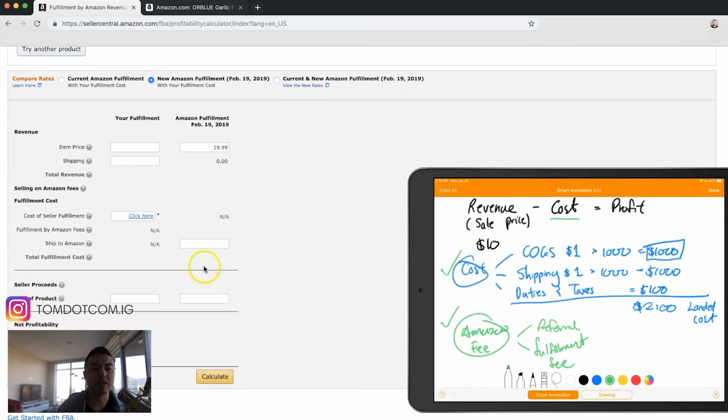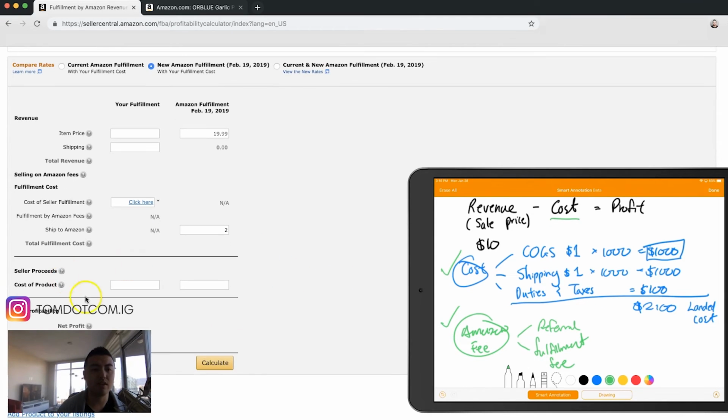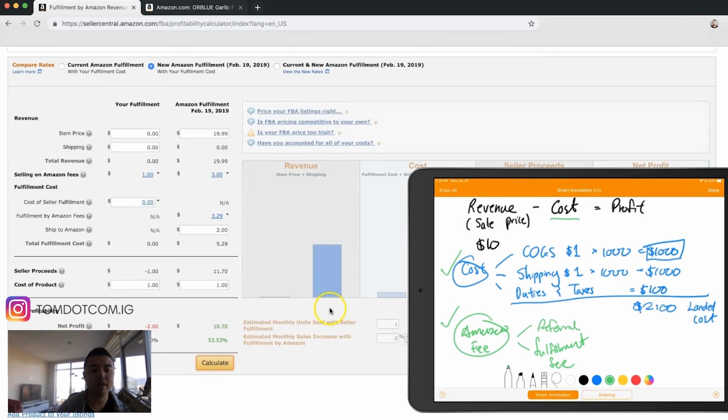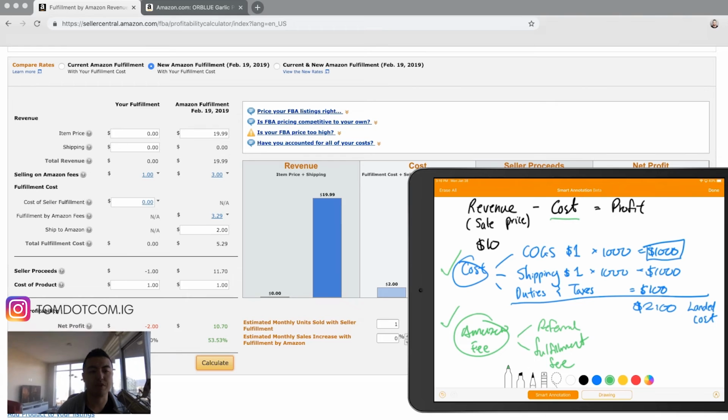It's going to ask you two different things. Ship to Amazon is basically our shipping, our duties and taxes, right? So let's pretend that this is $2. And then the cost of the product, our COGS, is $1. Then we click on calculate, and it's going to give us two metrics here, right?